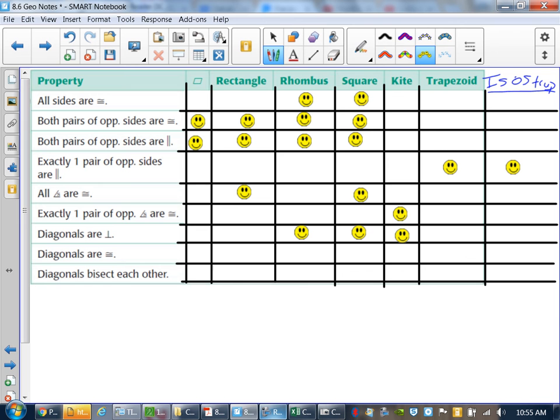Who has congruent diagonals? Rectangle, square, isosceles trapezoid. The rhombus does not have congruent diagonals. The rhombus has perpendicular diagonals. The square has the perpendicular congruent diagonals. And who bisects diagonals? Rectangle, rhombus, square, which makes them all parallelograms.